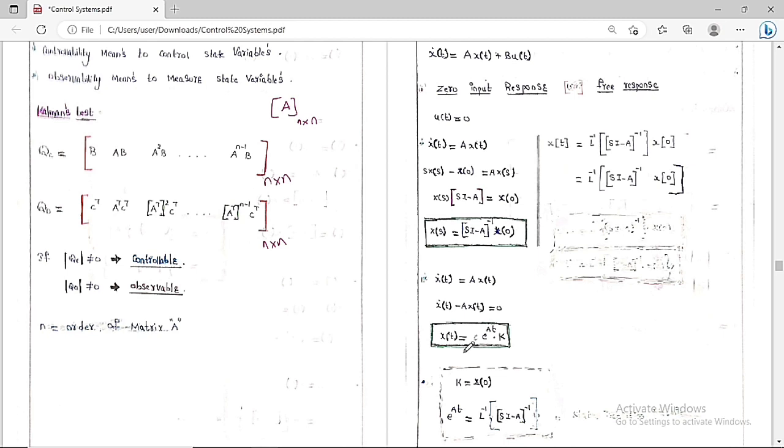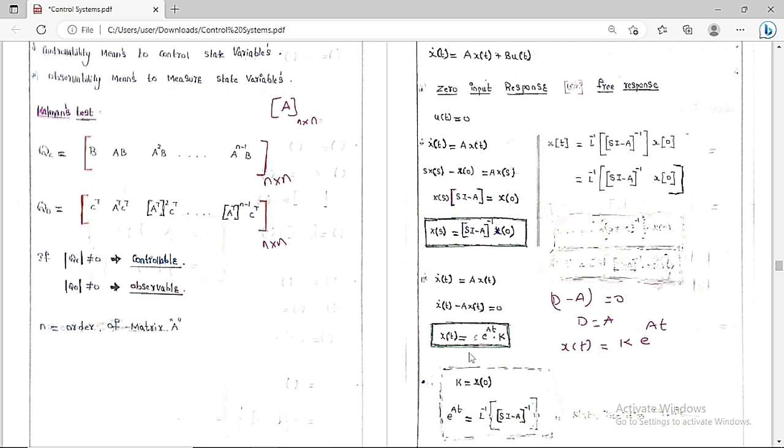Then what is x(t)? If you apply the derivative operator, dy by dt, I am going to assume it is equal to D. So D minus A is equal to 0, so D is equal to A. Then what is the response? x(t) is equal to some constant into e to the power of A into t.